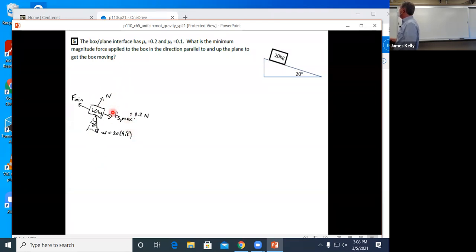And then I am going to be pushing up the plane, and what I'm trying to draw here is a situation where I'm pushing with the minimum force that is just about to make it budge, and it's just barely hanging on. So if I pushed any harder, it would break free and start going up the plane. But I'm just right on the edge there. It's still sticking. It hasn't broken free yet.